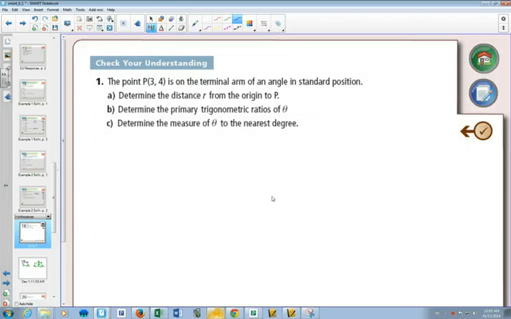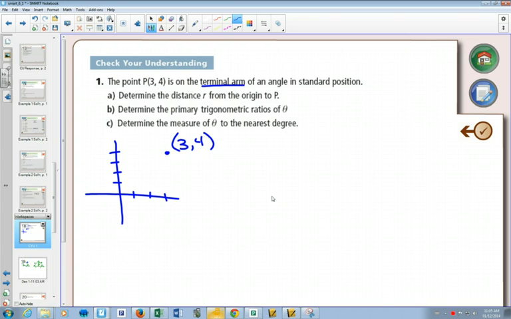So we've got a point 3 comma 4. Now if we were drawing that point 3 comma 4, that would be right there. It's on the terminal arm. Terminal arm is where an angle stops.